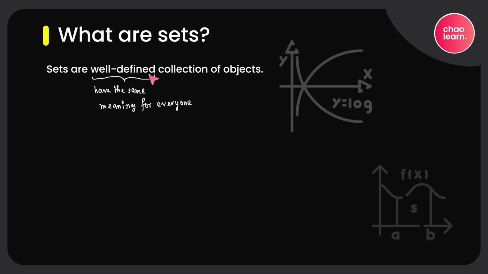Next, it's well-defined collection of objects. So collection basically means group. So we have a well-defined group of objects, and these objects are called the elements of the set. Most of the times objects are denoted with small letters, and the sets are denoted with capital letters.